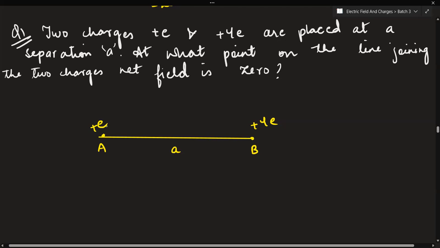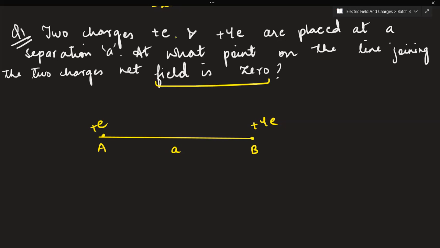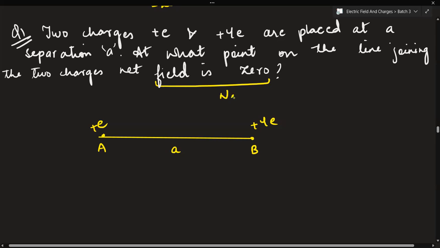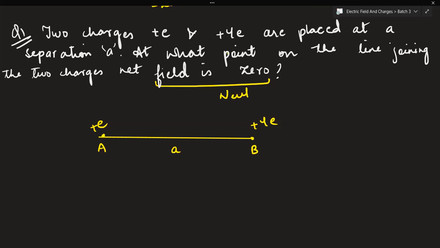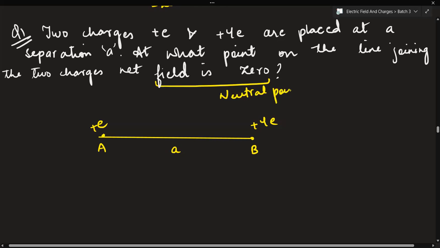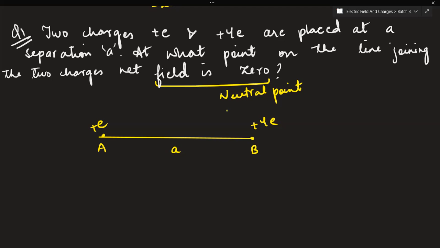Now, can anyone tell me what this point is called? Neutral point. Yes, this is called a neutral point. So even if the question asks you to calculate the neutral point, immediately understand that your net electric field is 0. In this question, it is clearly mentioned that the electric field is 0. Even if it says neutral point, the concept will be the same.